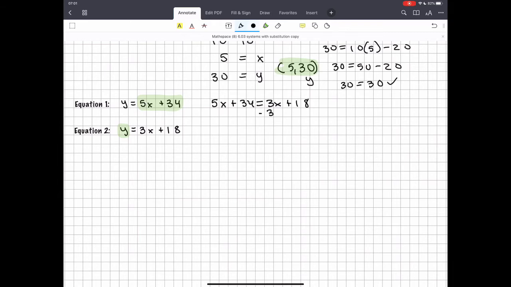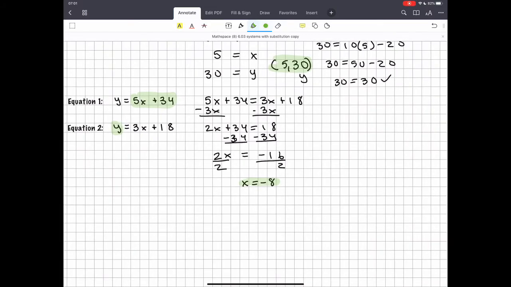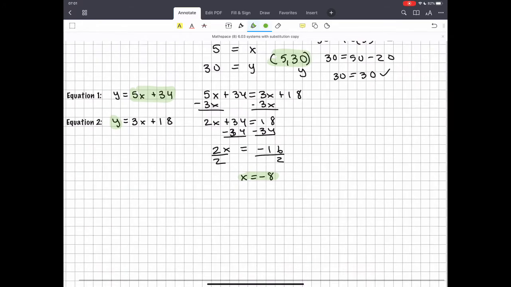So I would subtract 3x from both sides. 2x plus 34 equals 18. We'll then subtract the 34 from both sides. I end up with 2x equals negative 16, and divide by 2, x equals negative 8. Now in this case, I still don't know what y is. I don't have an exact amount for y, but I do now have an exact amount for x.